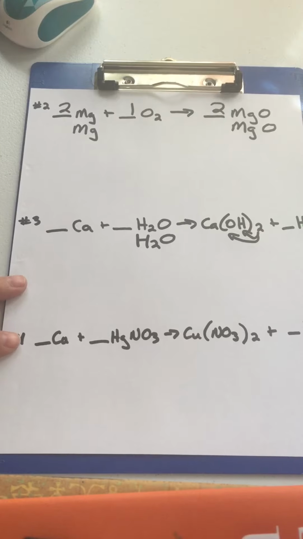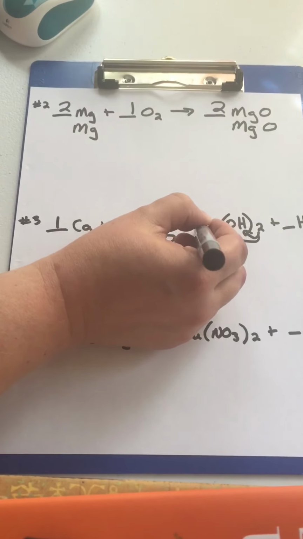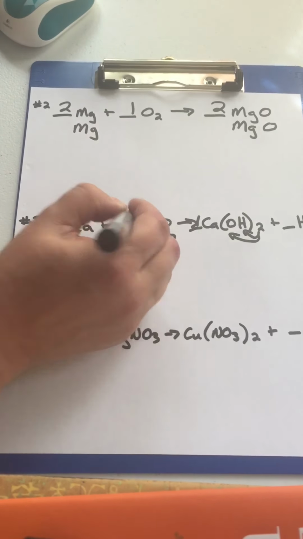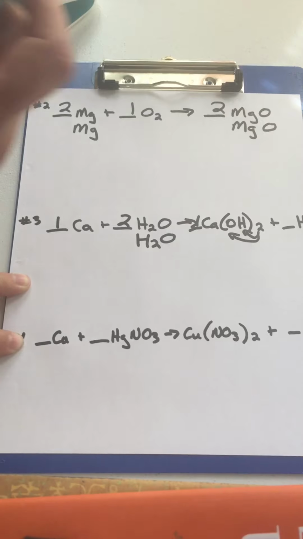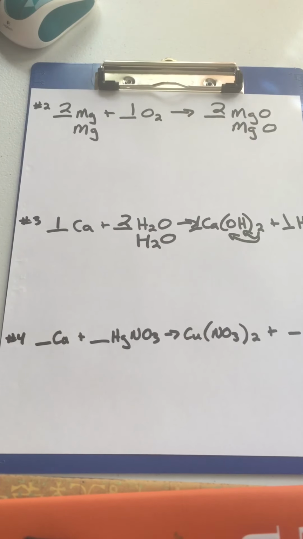And so now I am balanced. I've got 1 Ca and 1 Ca, so I can put a 1 in front of those, and I've got 2 chunks of H2O, and I've got 1 chunk of the H2 at the end. So now I am balanced. Now let's go to number 4.